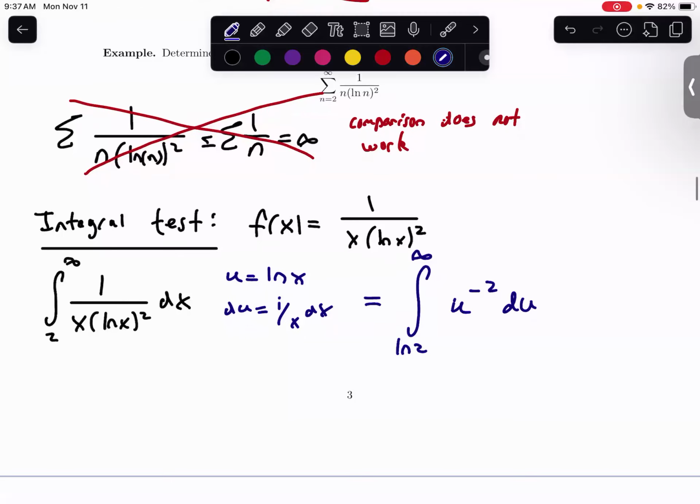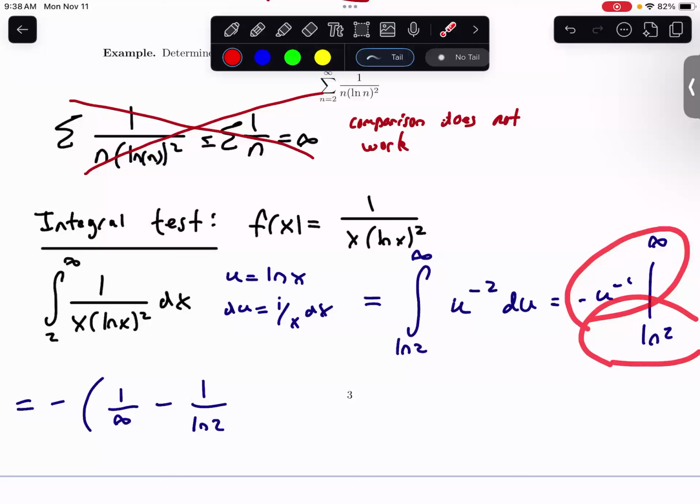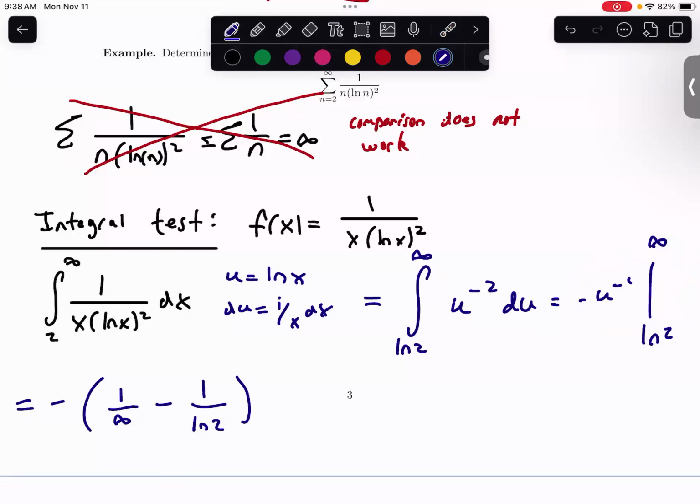And then you integrate this, so this is going to be equal to minus u to the minus 1 from the natural log of 2 to infinity. I do this all the time now, and I tell you not to do it, but I'm just going to say this is 1 over infinity minus 1 over the natural log of 2. That's what you get when you plug in these numbers. Infinity is not a number, but you'll get the right idea when you write things out in this way. So this term is equal to 0, and this is minus 1 over the natural log of 2, so this is 1 over the natural log of 2.